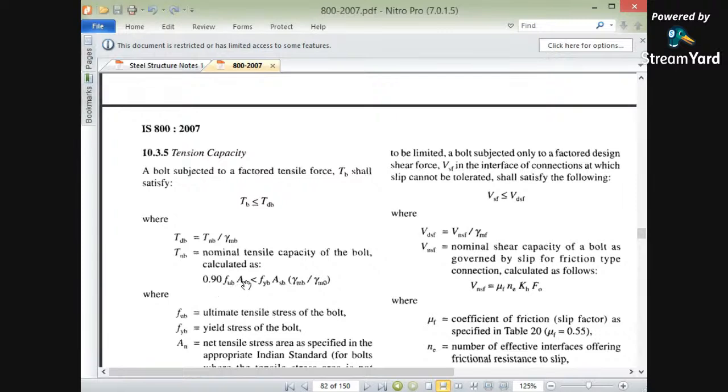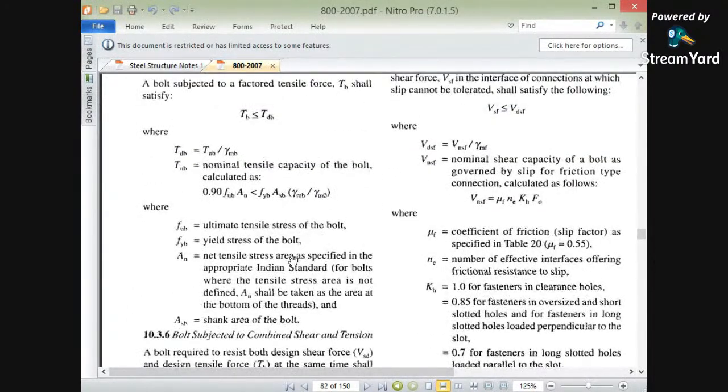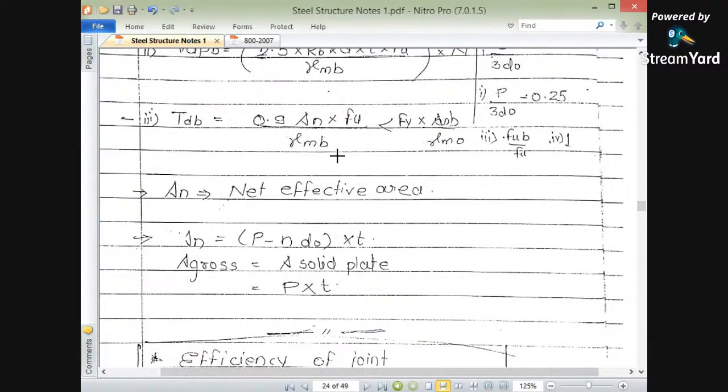T_db = 0.7 f_ub A_n, which should be less than f_yb A_sb gamma_mb divided by gamma_m0. This is the tensile strength of the bolt. How to find A_n? A_n is the net effective area, also mentioned in IS 800:2007. The net effective area is the pitch minus n d_0, where d_0 is the diameter of the hole, multiplied by the thickness.